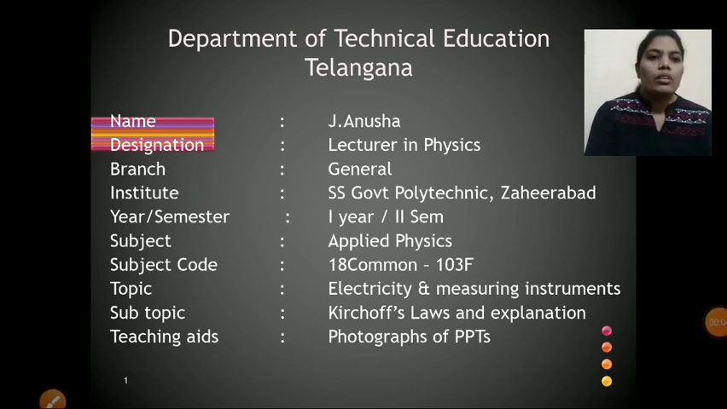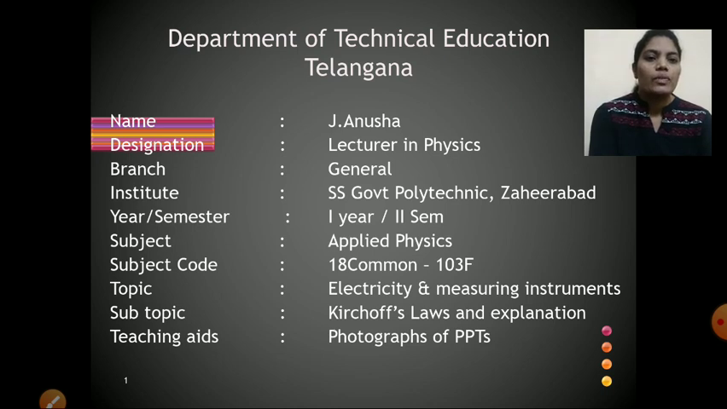This is Che Anusha, working as lecturer in physics under the Department of Technical Education, Telangana, and I'm working at SS Government Polytechnic, Zahirabad, in the general section. The subject I'm dealing with is applied physics, for first year, second sem students, and the subject code is 18 common 103F. This is about myself, and the topic we are going to discuss here is electricity and measuring instruments, that is the fifth chapter from our syllabus.